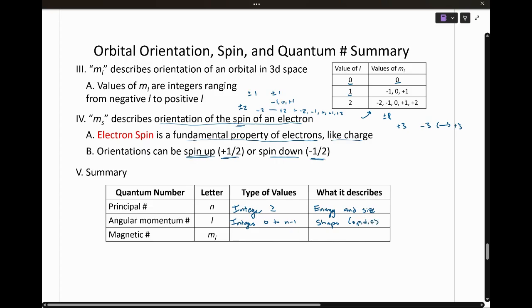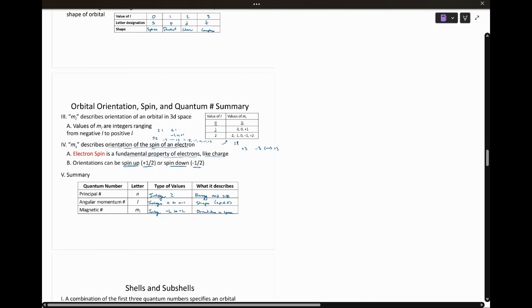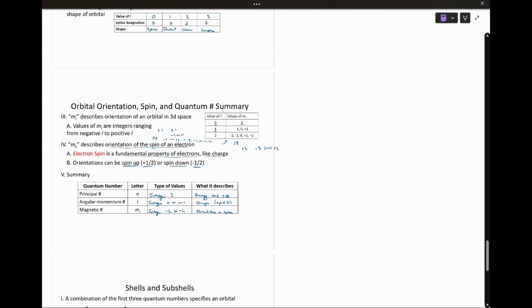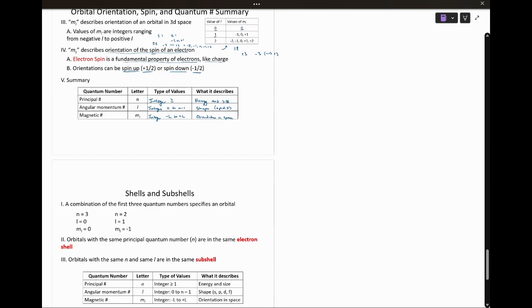M sub L has integers ranging from negative L to positive L, and this is all about the orientation in space of that orbital. Okay? So that is summarizing each of our quantum numbers.